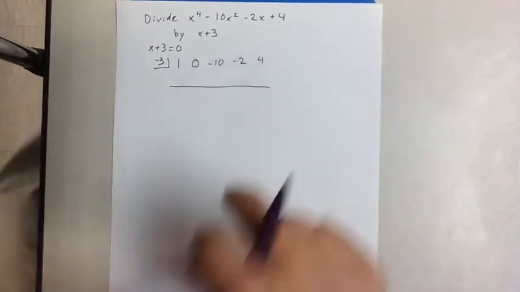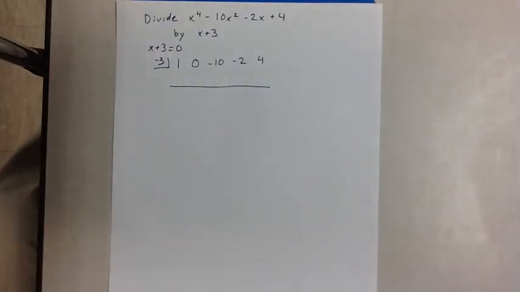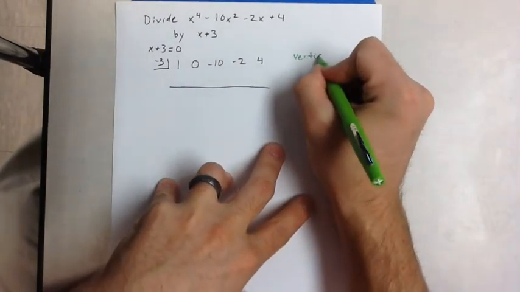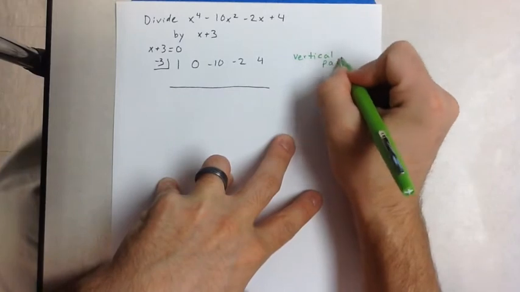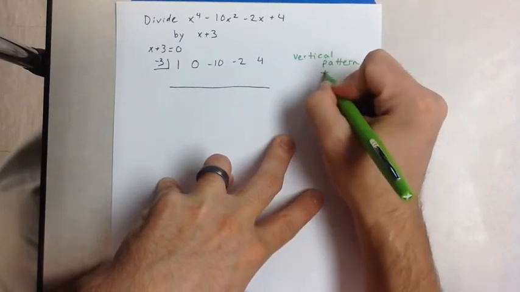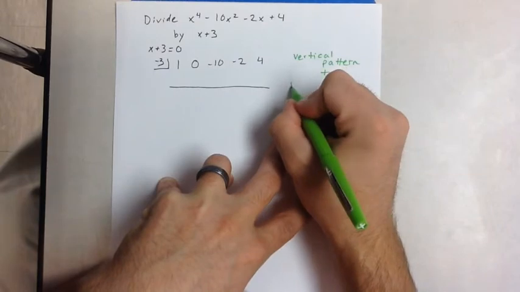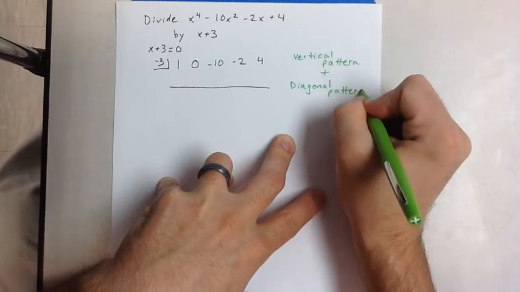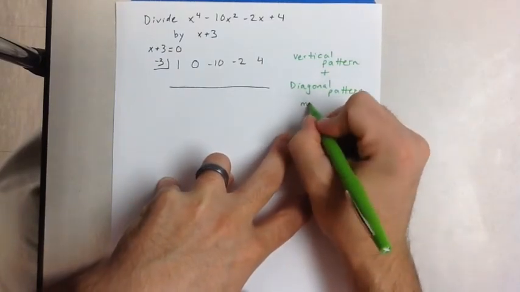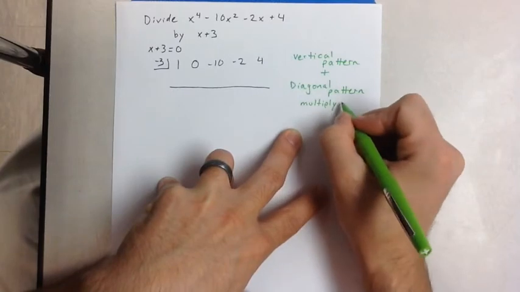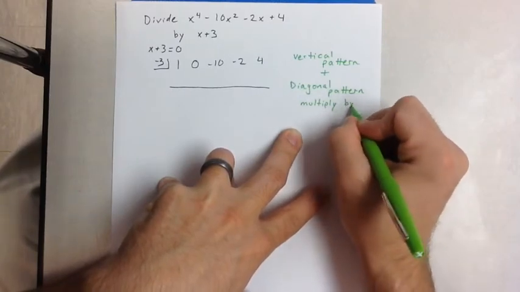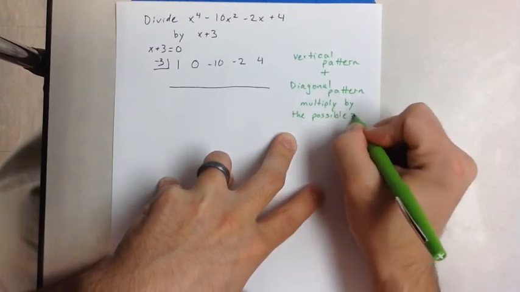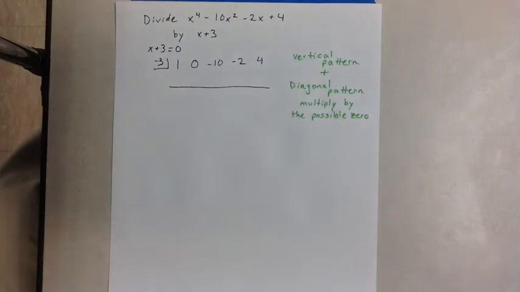So I'm going to write this to the side here just for you, and it might help us think about this process more. The vertical pattern in this synthetic division is addition. The diagonal pattern is multiplying by the possible zero.